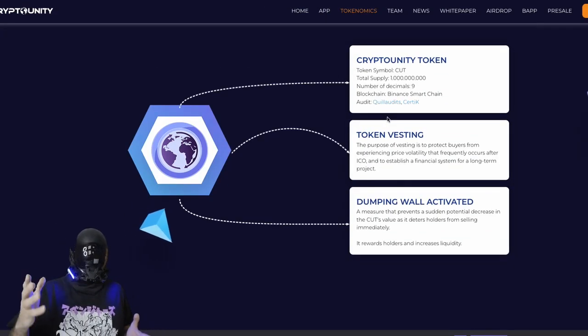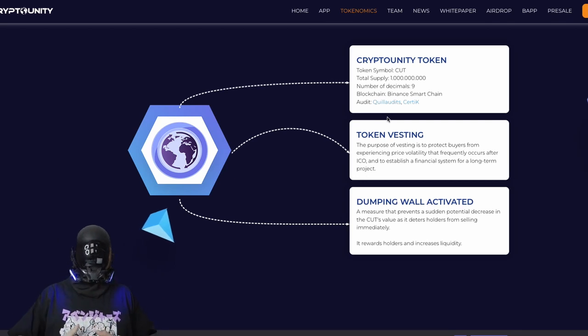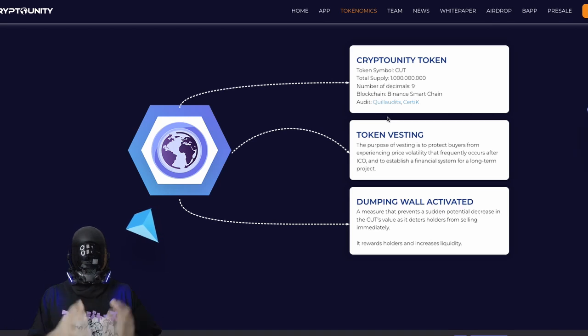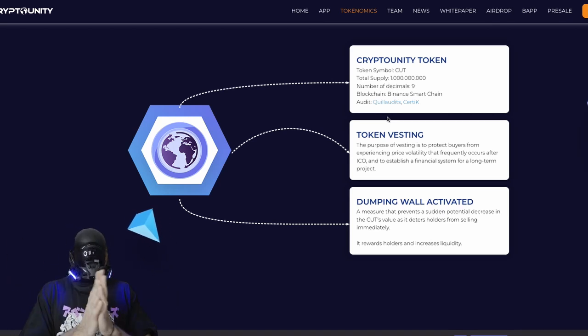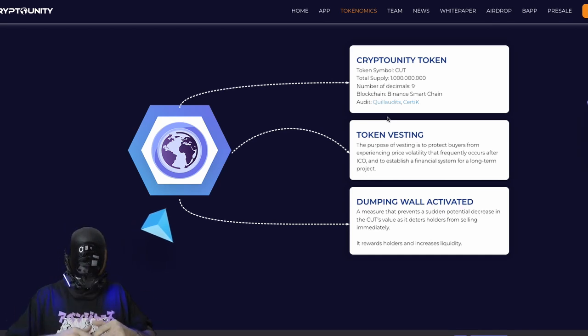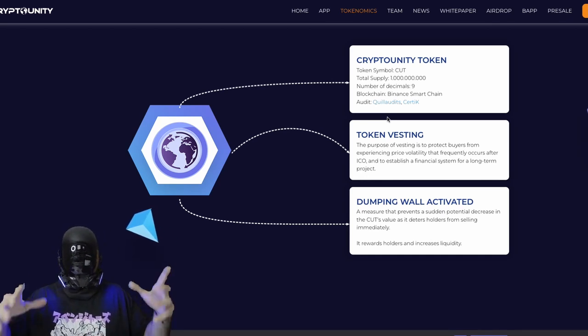CryptoUnity token, the symbol CUT, total supply 1 billion, number of decimals 9, blockchain Binance Smart Chain, of course, we know that's what's popping, and we're looking at audits by CertiK and Quillaudits. Certified, we like validation, secure, right here.